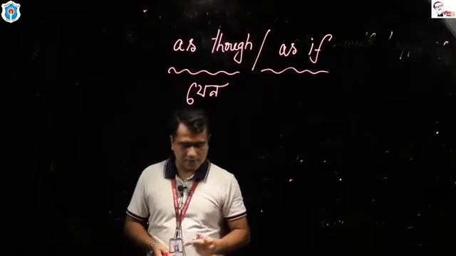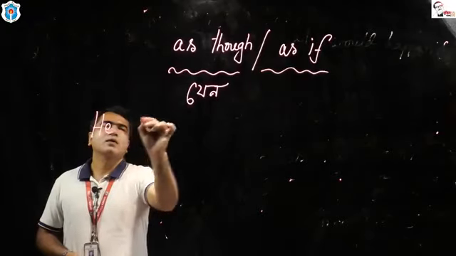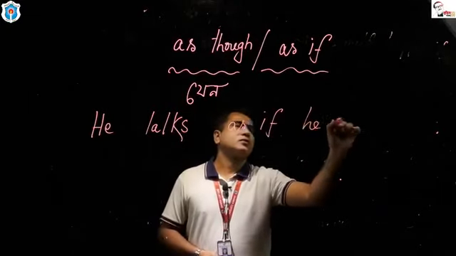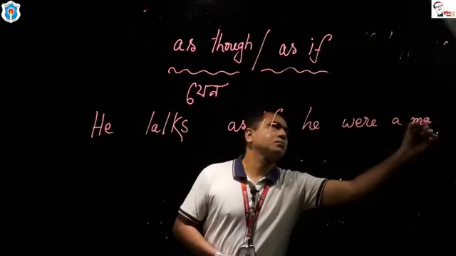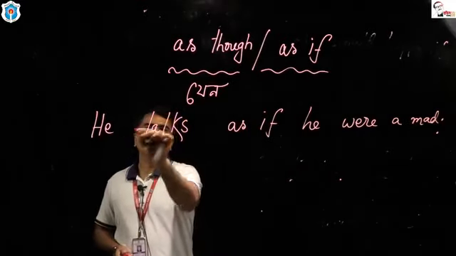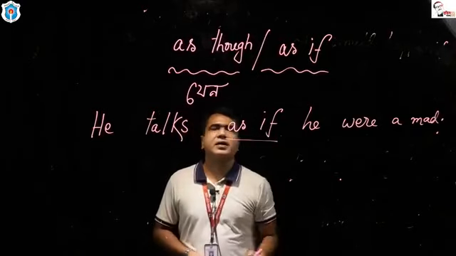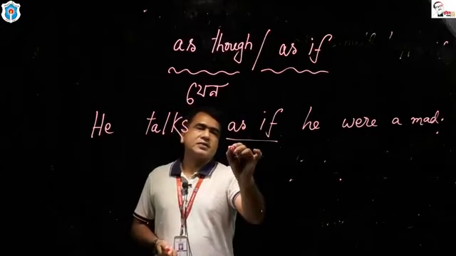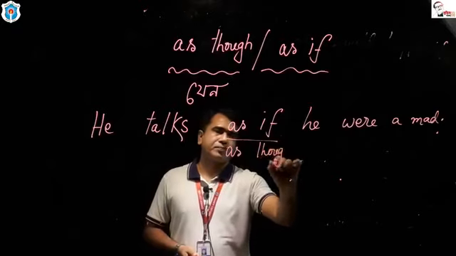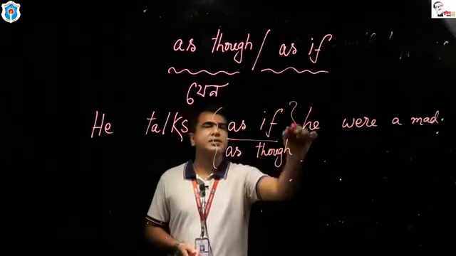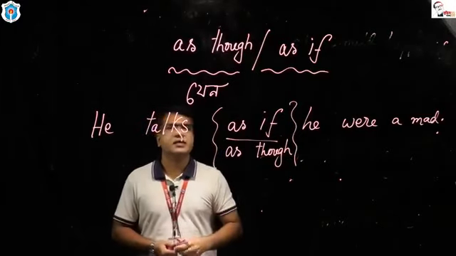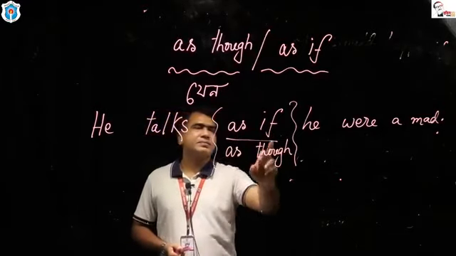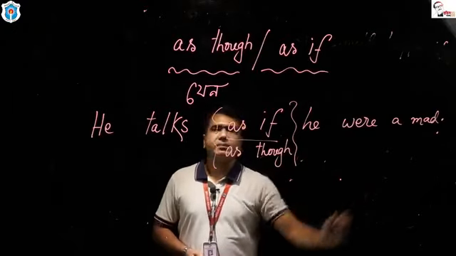For example, we can write a sentence: He talks as if he were a mad. He talks, she kotha bole, as if, mone hoy jeno he were a mad, she ekta pagol. So here we can use as if or as though. There is no difference between as if and as though because they express a similar meaning, jeno or mone hoy jeno. Well, he talks as if or as though he were a mad.